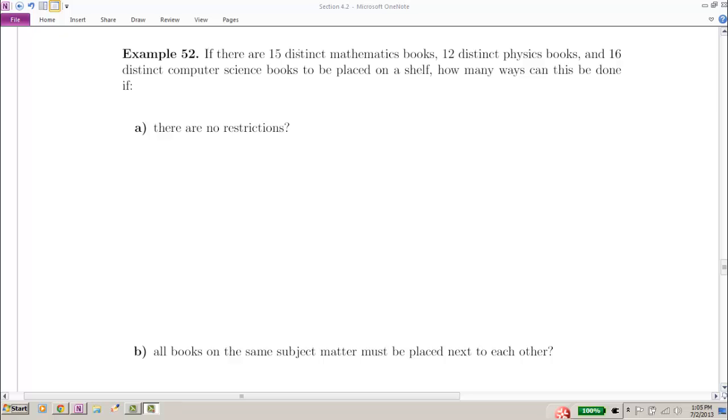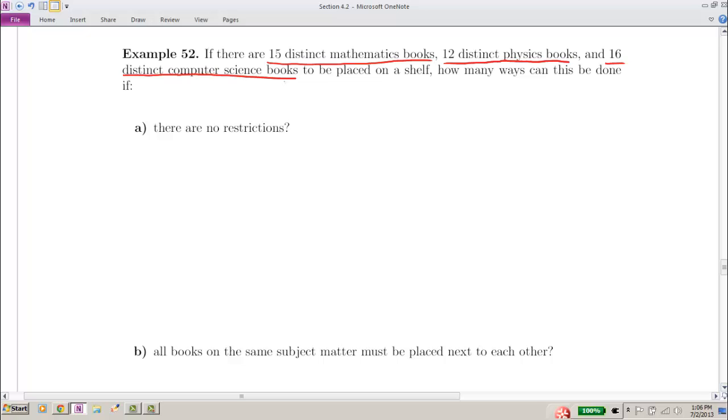Right, in example 52, we're going to have more fun with permutations. Let's suppose we have 15 distinct math books, 12 distinct physics books, and 16 distinct computer science books. So meaning I've got 16 computer science books. They're all different books on computer science, and I'm going to place them on a shelf. How many ways can this be done?